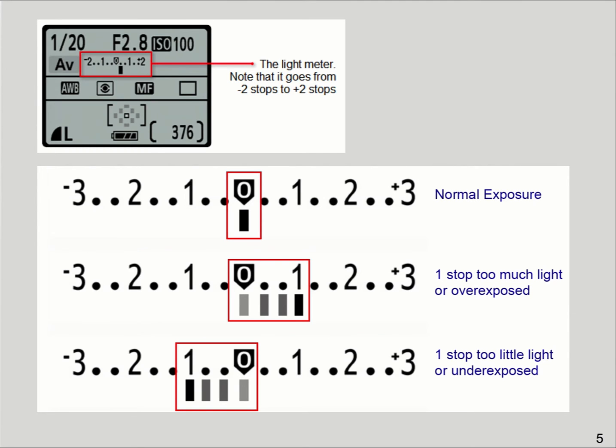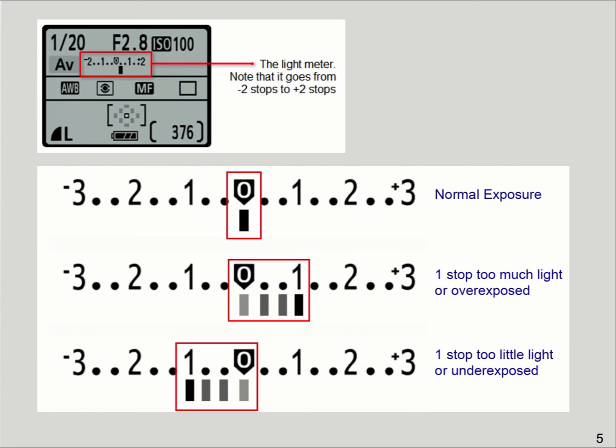What this is telling you is that the light meter shown at the top is going from -2 stops to +2 stops. So that's 2 stops underexposed to 2 stops overexposed. And in that particular moment, if the rectangle below the 0 was right underneath the 0, that would be correct exposure according to your camera, or normal metered exposure.